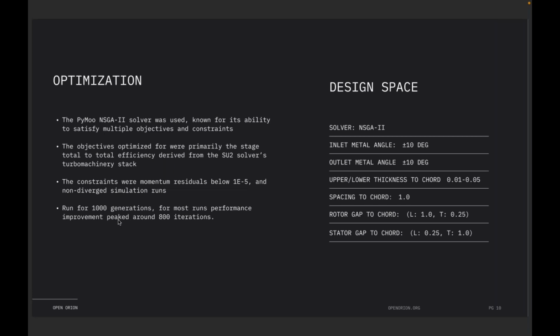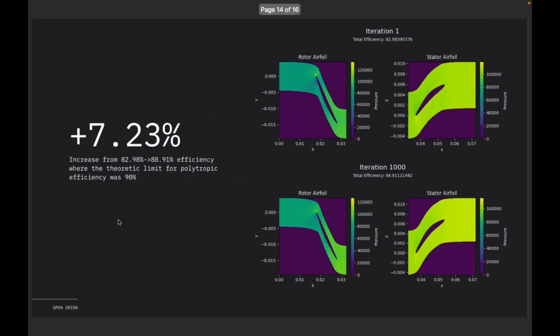And then here is just a little bit of what we have for our tolerances. So it starts out with about plus or minus 10 degrees on both the inlet and outlet metal angles, and then it varied between 0.01 and 0.05 thickness to chord, and the rest was kept constant. And these are some values that we've seen to work pretty well. Yeah, and so these are some of the results. This is the first iteration directly from the values of mean-line, and it started out around 83%, and it went all the way to about 89% efficiency.